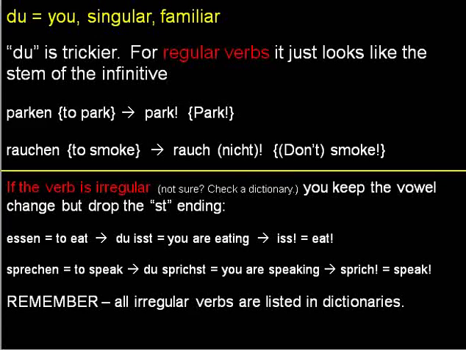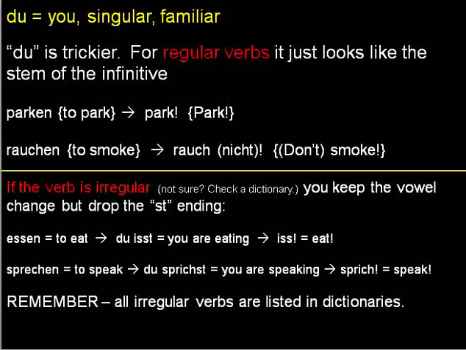If it's irregular, you keep the vowel change, but you drop the st ending, okay? Because normally you would have a du verb and then an st on the end of the verb. For example, essen, to eat, is irregular. Normally if you were saying you are eating something, you'd say du isst. And if you want to say to someone, just eat, then you just say iss. Okay? So you drop that T and you've just got the ISS left over.